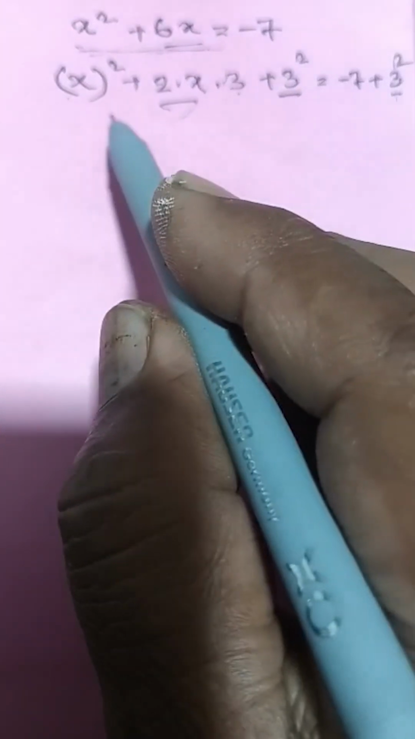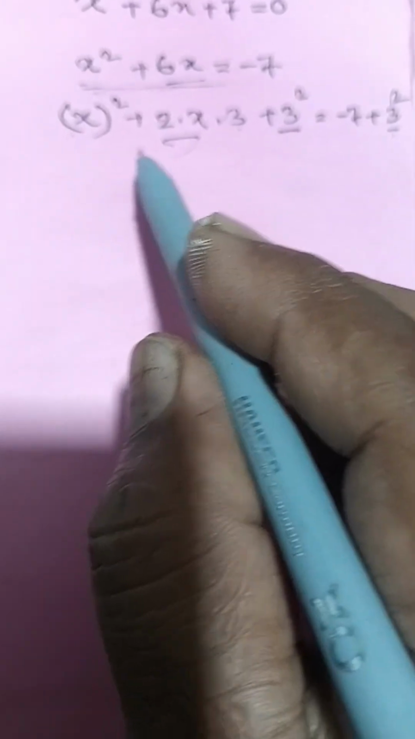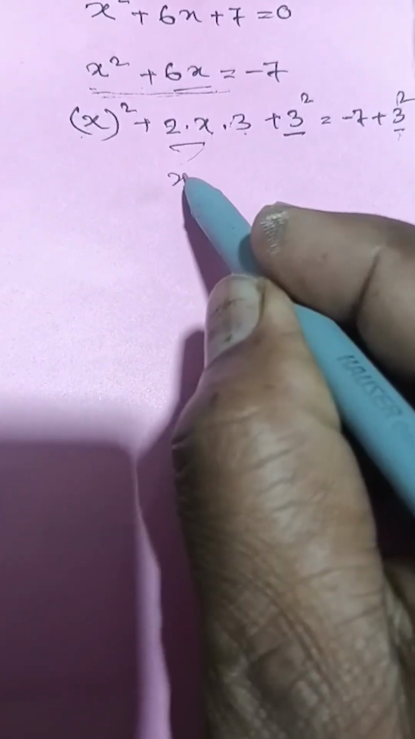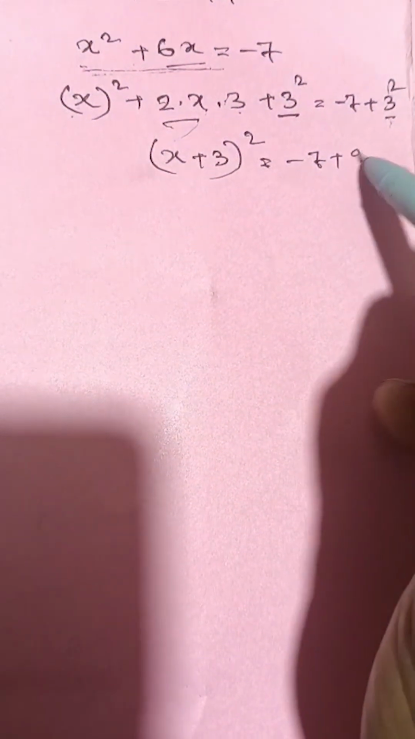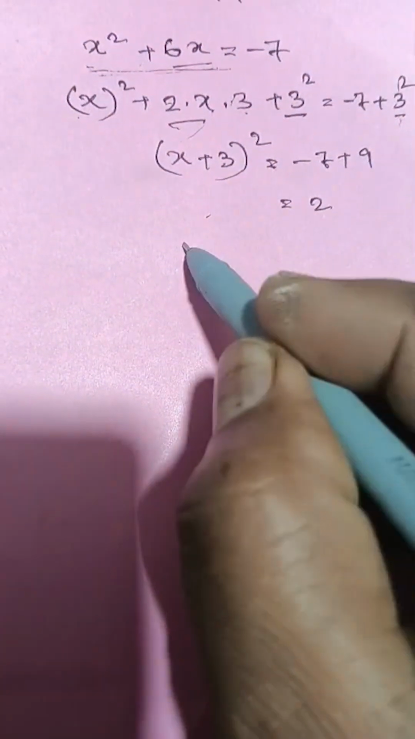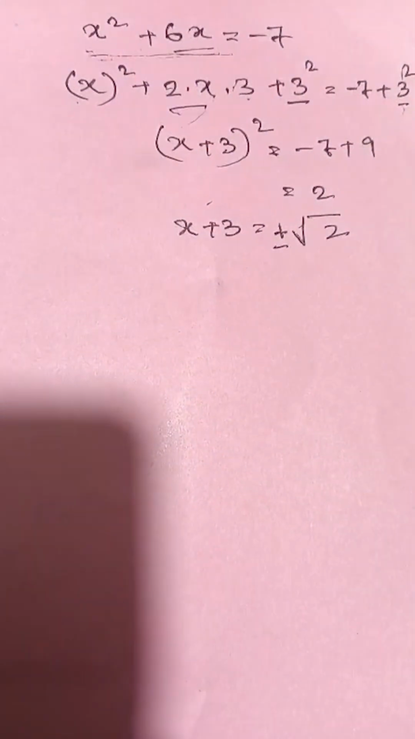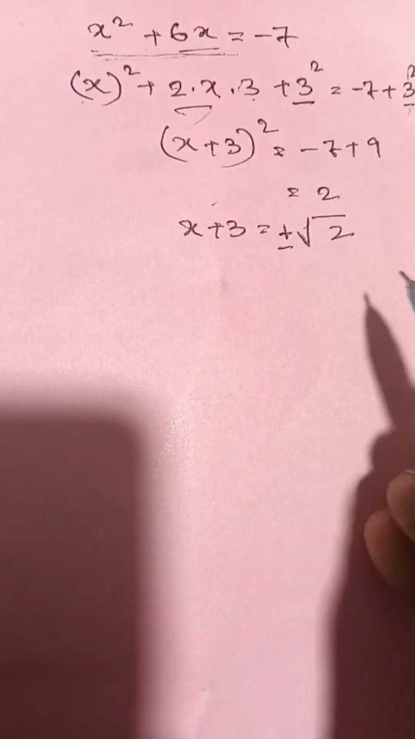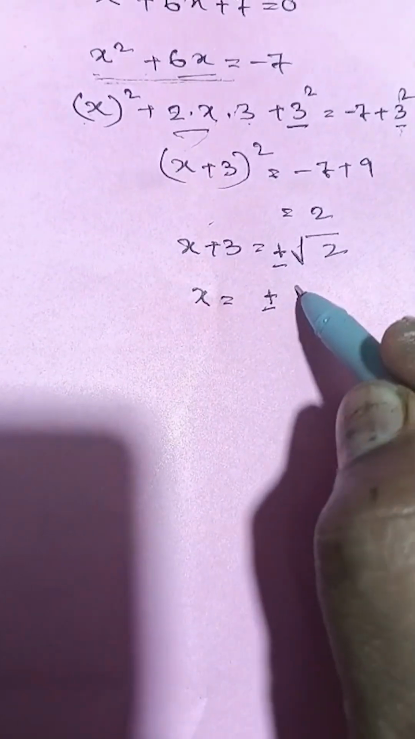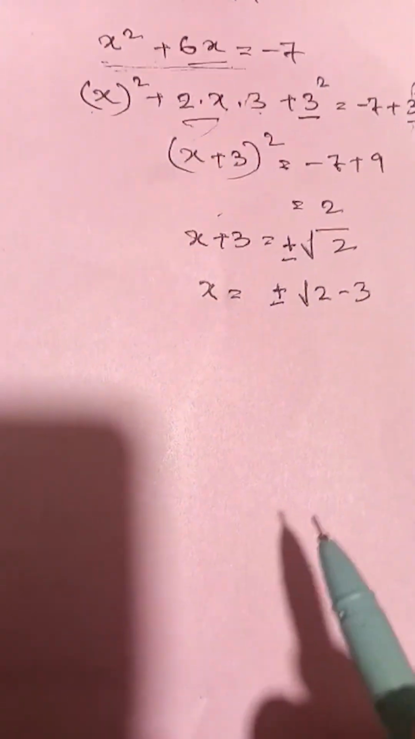Why have we done it? You see it is now in the form of a square plus 2ab plus b square. So this is called completing square, a plus b whole square. Its formula is a plus b whole square is equal to, you write minus 7 plus 9. Now you see 9 minus 7 is 2. Now you write x plus 3 is equal to, you have to write here root 2, plus minus root 2. When the root sign is there, you have to give this plus minus sign. Now you write x equal to plus minus root 2 minus 3. So this is the solution.